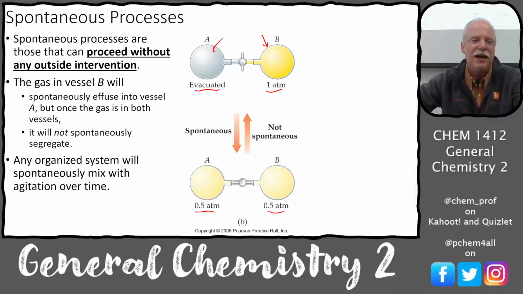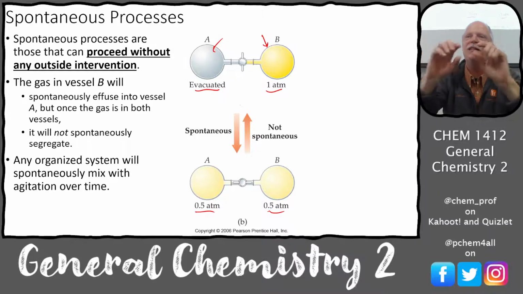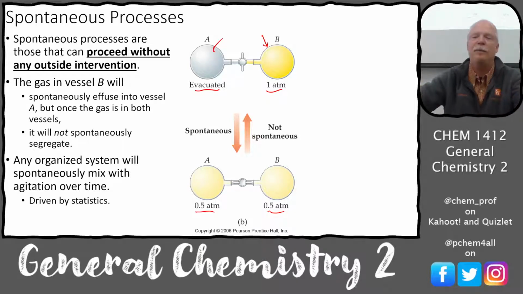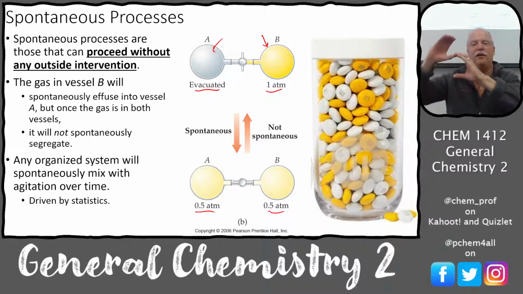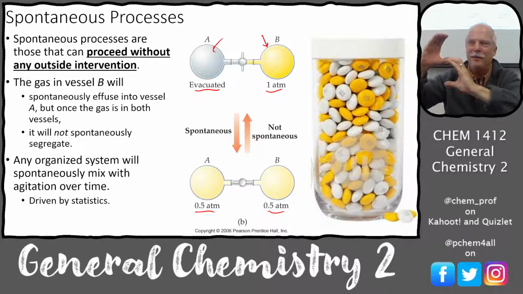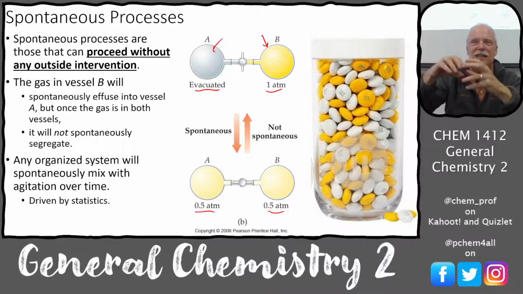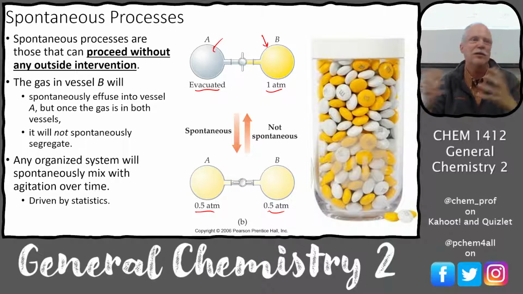And so any organized system will spontaneously mix over time. And this isn't something that happens just with atoms and ions and molecules. This also happens with macroscopic objects. So if you had a jar of M&Ms, in this case yellow and white M&Ms, and you had the yellow ones in first and you put the white ones on top, a beautiful organized jar. But what's going to happen over time? Your little cousin or brother is going to tip it over. It's eventually going to mix. Once it's mixed, it's not going to spontaneously unmix. The same thing with atoms and molecules. Once they mix, it's really difficult to get them to segregate. It's just driven by entropy.